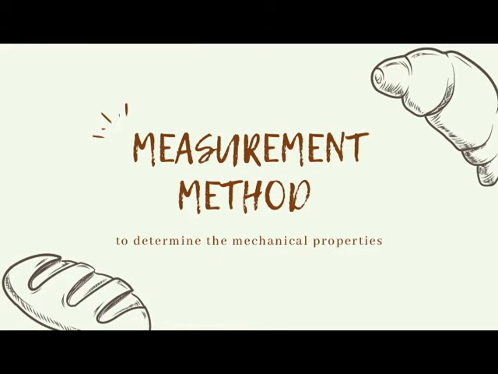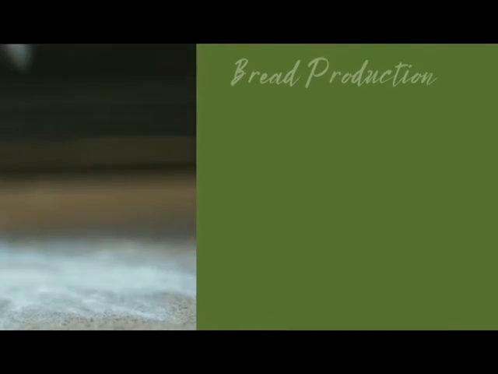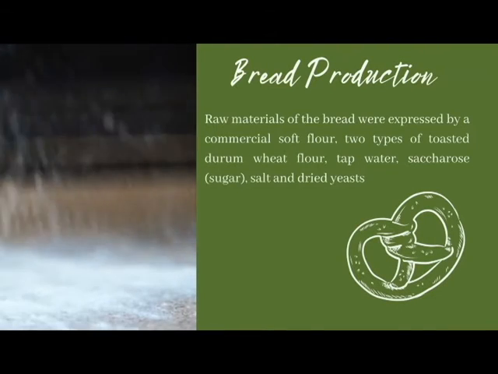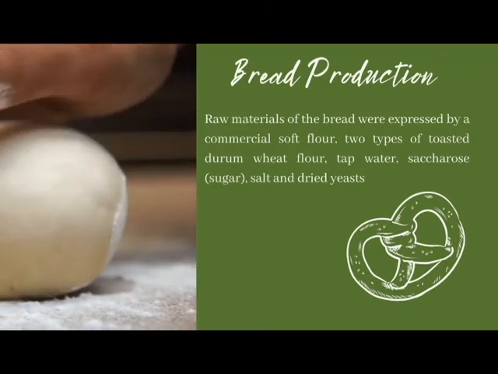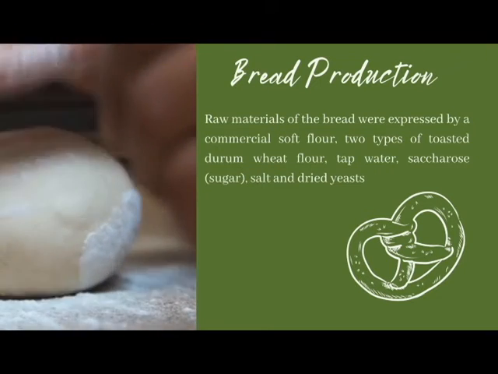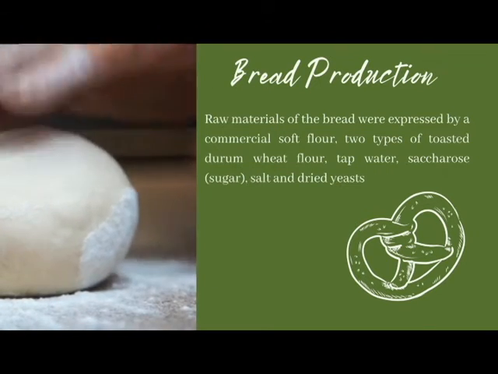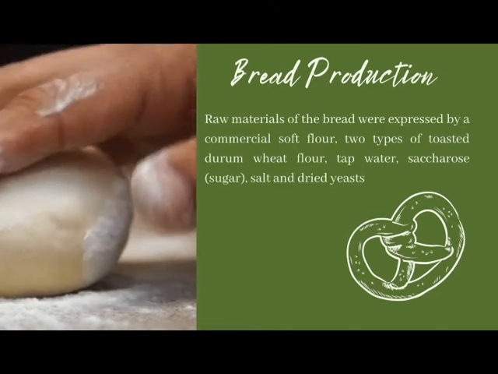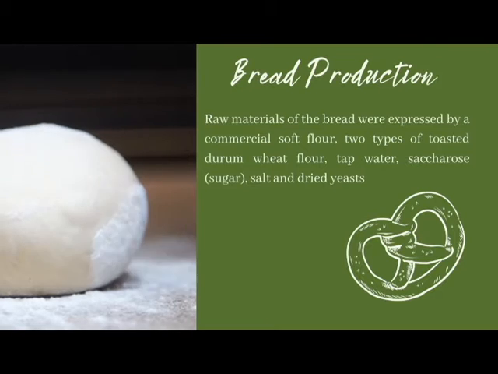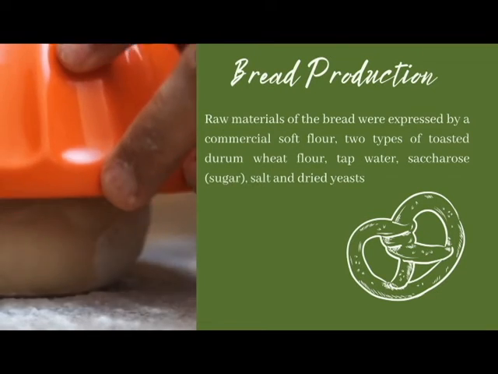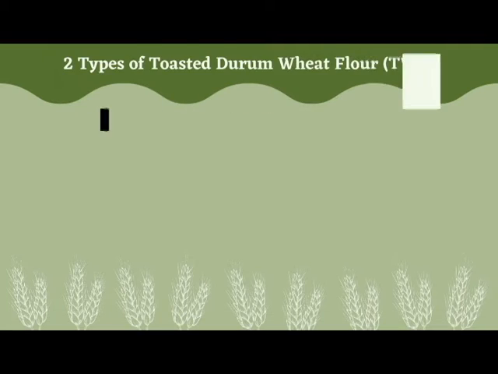Let's move on to the measurement methods to determine the mechanical properties. Before we conduct the measurement methods, firstly, we need to do the bread production. Raw materials of the bread were a commercial soft flour, two types of toasted durum wheat flour, tap water, saccharose or sugar, salt, and dry yeast.